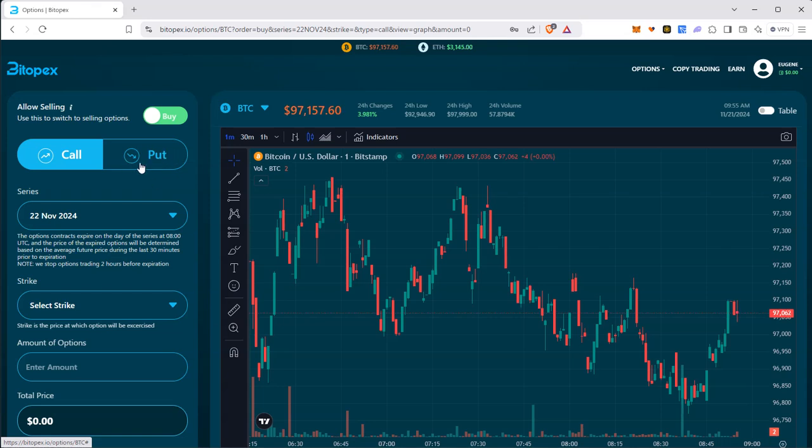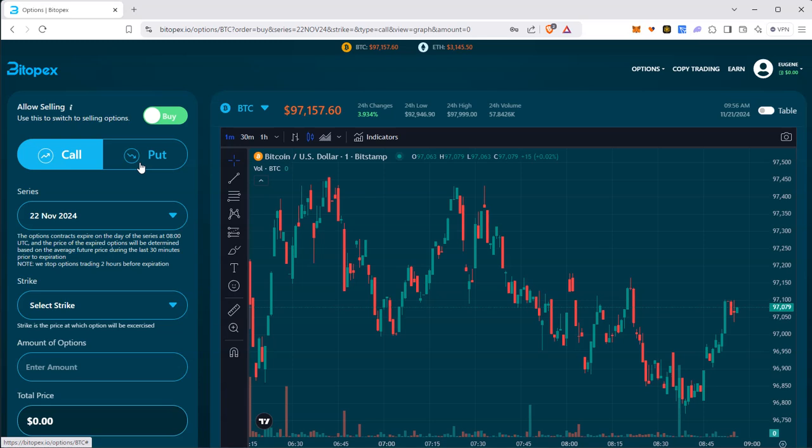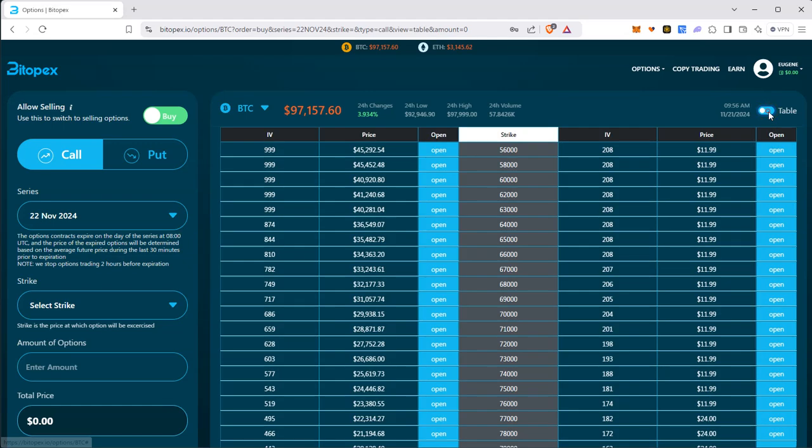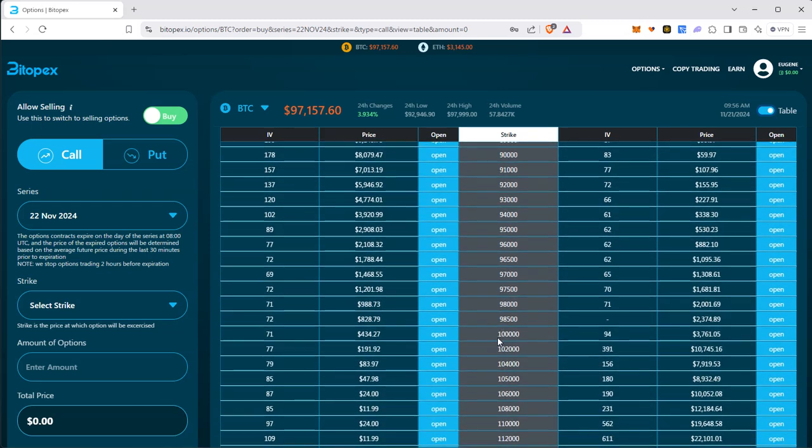So a call is basically when you bet on a price to be above a certain strike price, right? And if you buy a put, you basically bet for the price to stay below a certain strike price. So let me go to the table view so I can explain it a bit better. So let's go to 100. So that's our strike price that we are looking at. So on the left hand side, you can basically buy a call. On the right hand side, you can buy a put.